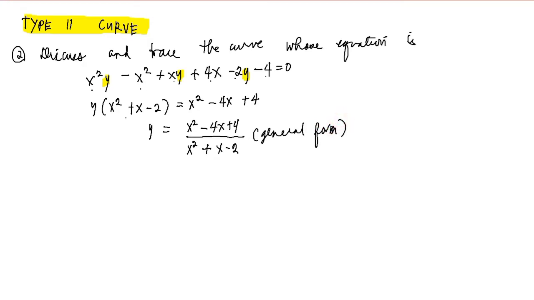So as we can see here, we have y is equal to a polynomial in x over a polynomial in x, so that would fall to the type 2 curve. And next thing is dadalhin natin siya sa factored form.